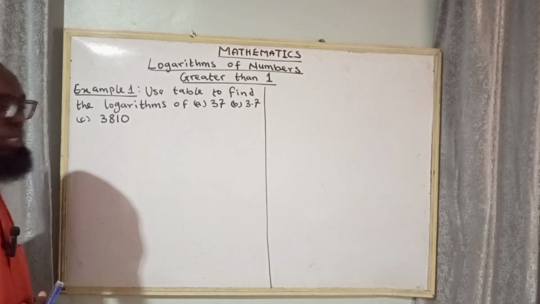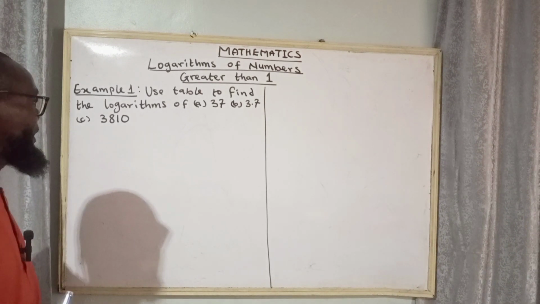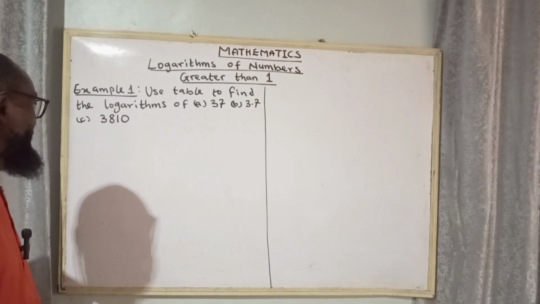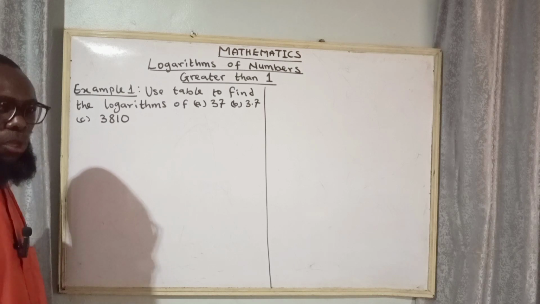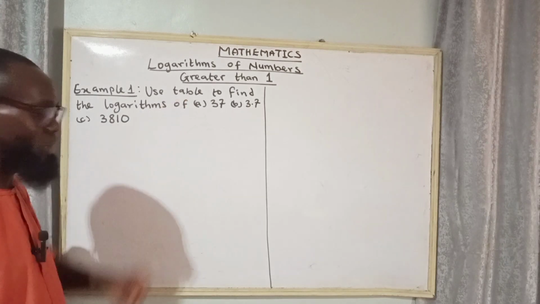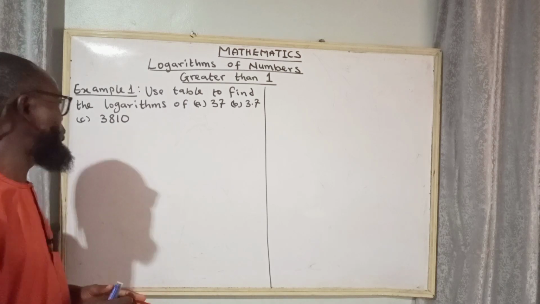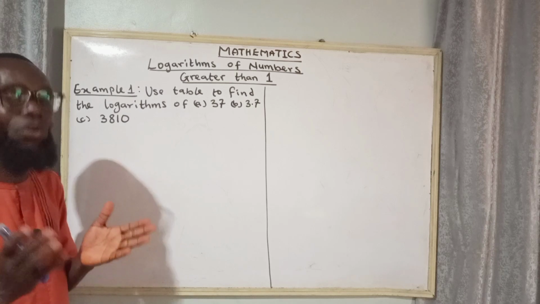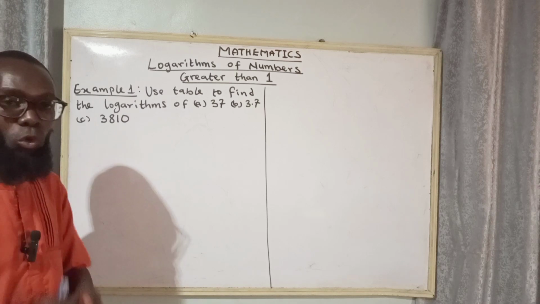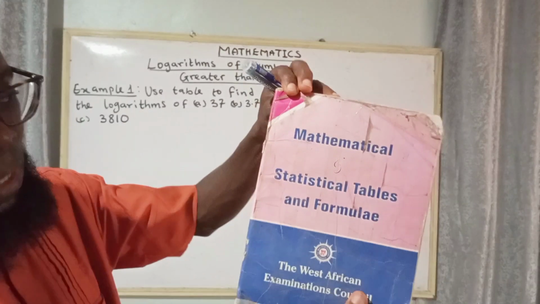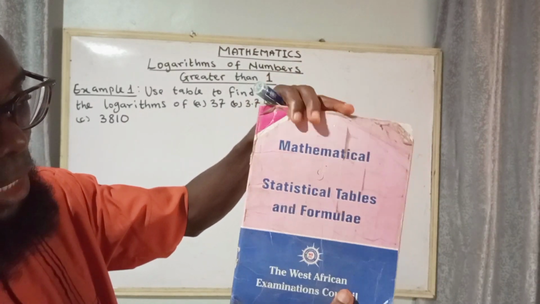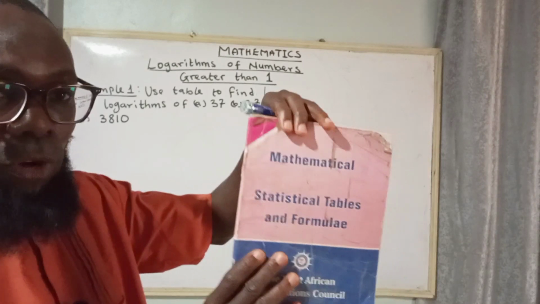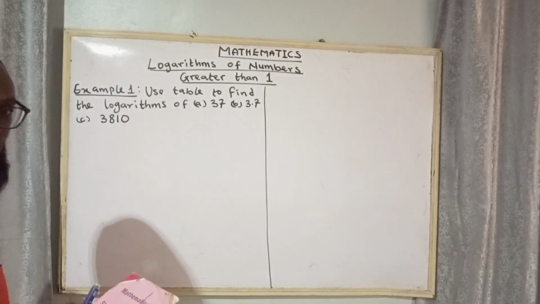Example 1. Use table to find the logarithms of A, 37, B, 3.7, C, 3,810. First of all, when we refer to table, what does it mean? We are referring to the four-figure table, as it is generally called, or mathematical table. They also call it statistical tables and formulae. We are going to be using this table to find the logarithm of these.